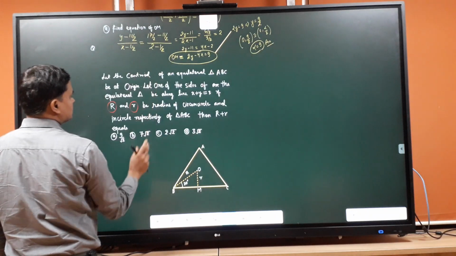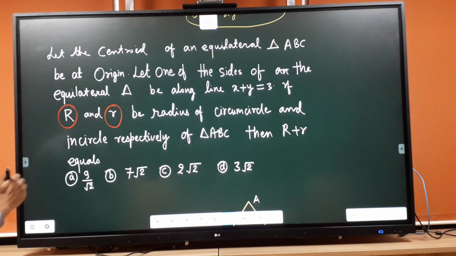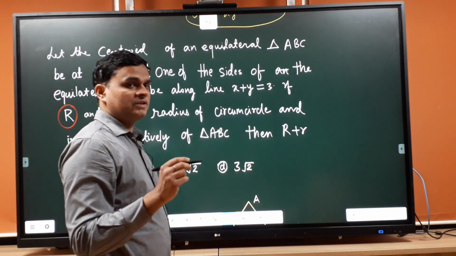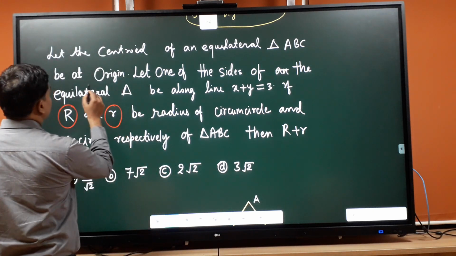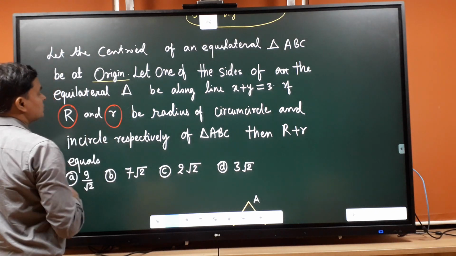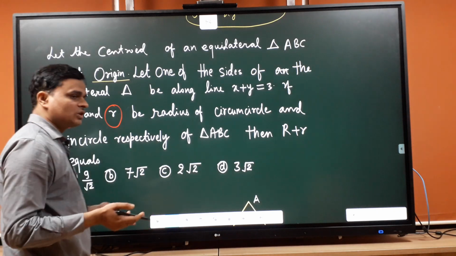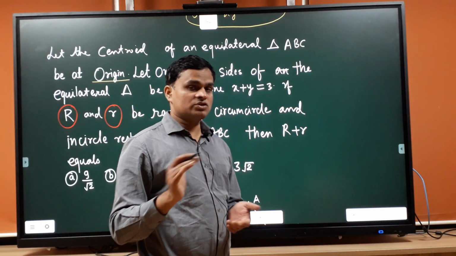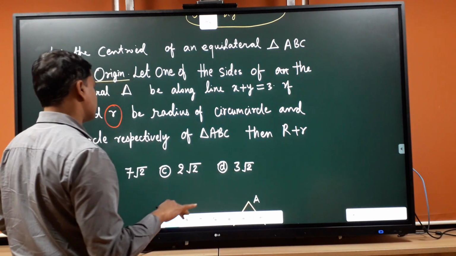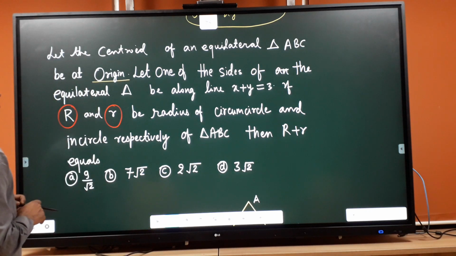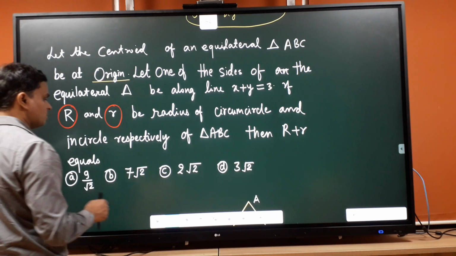The next question states that let the centroid of an equilateral triangle ABC be at origin. So the first important thing that is given is that the centroid of an equilateral triangle is at origin. Now let one of the sides of the equilateral triangle be along the line x plus y is equal to 3. It is not that one of the sides is x plus y is equal to 3, it is that one of the sides is along x plus y is equal to 3. If capital R and small r are the radius of circumcircle and incircle respectively, then capital R plus small r equals.